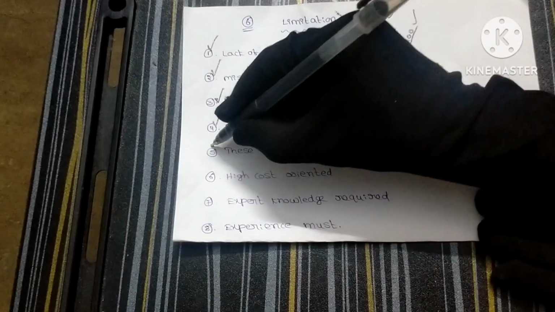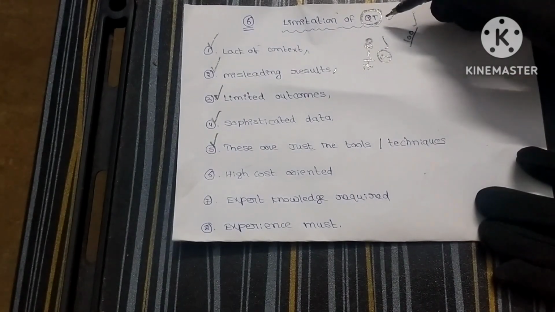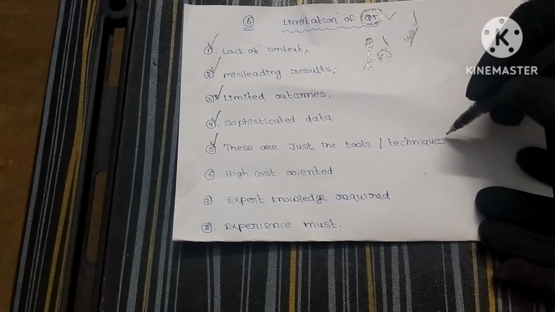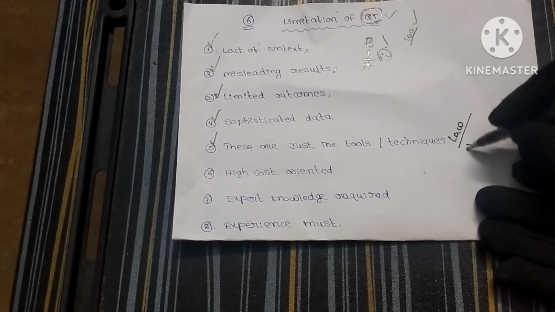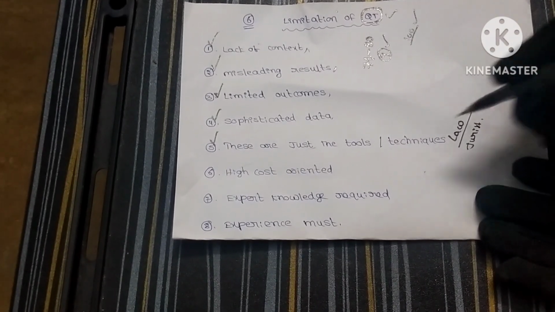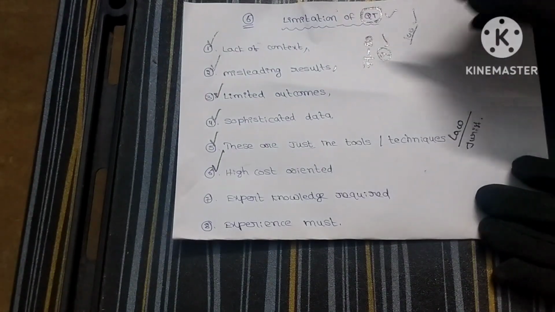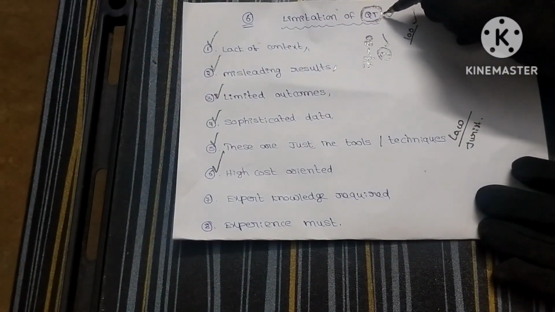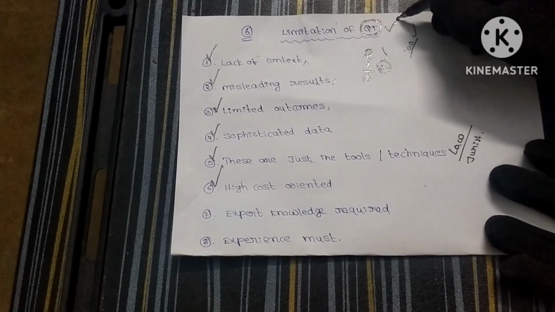And coming to the fifth one, QT are just tools or techniques. These are not the law or any jurisdiction. It is not the law. And coming to the sixth one, high cost orientation. Actually, quantitative techniques cannot be done by common people. It should be done by the experts.